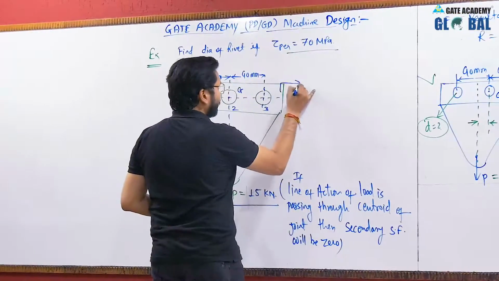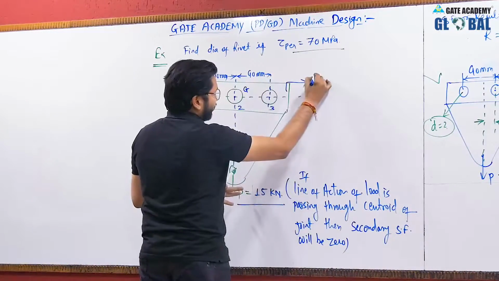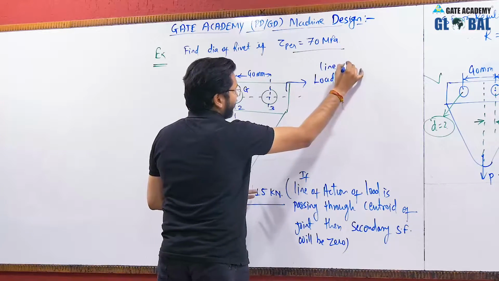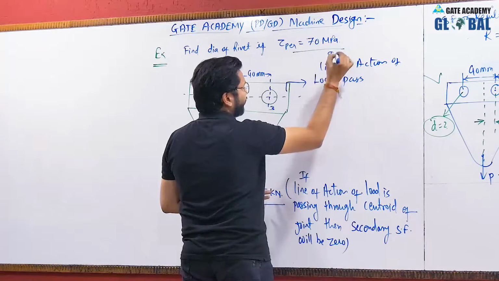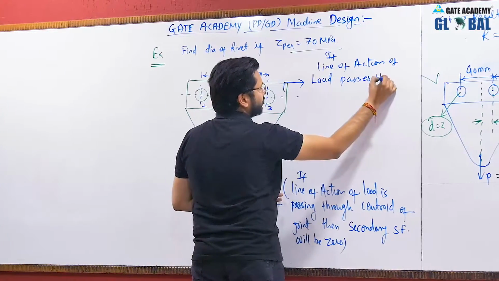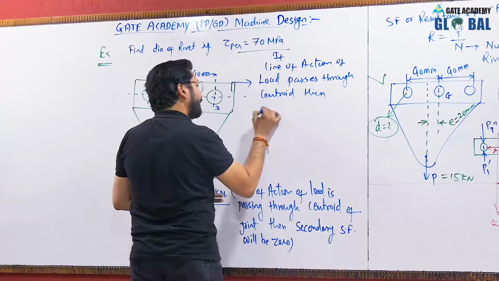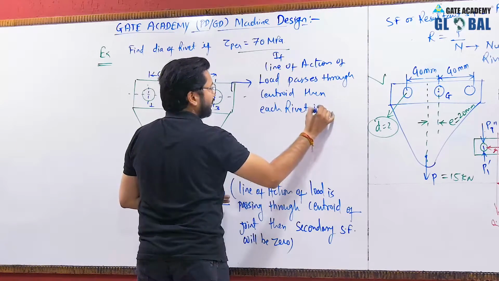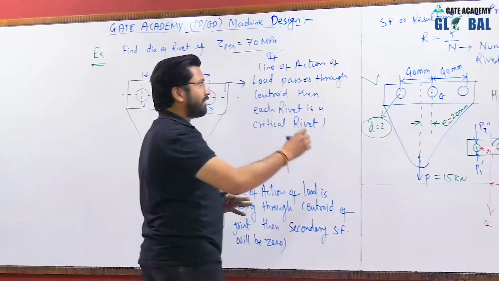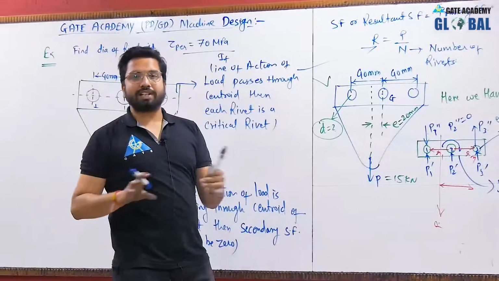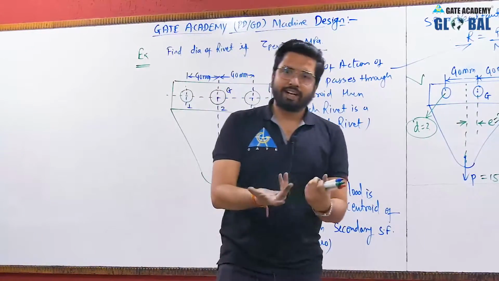That is the situation where the line of action of load passes through the centroid, then each rivet is a critical rivet. The proof is that each and every rivet has the same resultant force. That's why each rivet is known as a critical rivet. So you can choose any rivet and design for that.